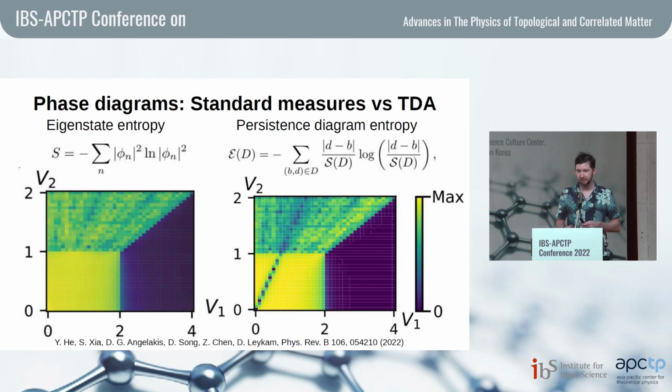Another measure we can consider is the entropy of the eigenstates. On the left we have the standard approach, where you just compute the entropy of your ground state eigenfunction. We get some separation between the three phases. We see a similar kind of contrast if we use the persistent entropy, the entropy of the persistence diagrams.